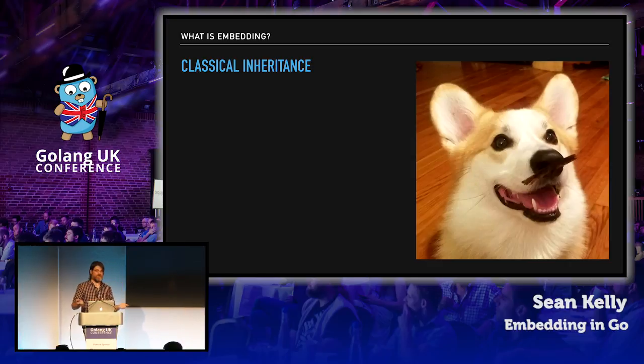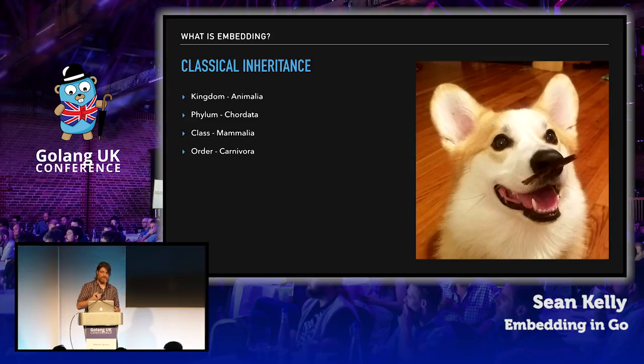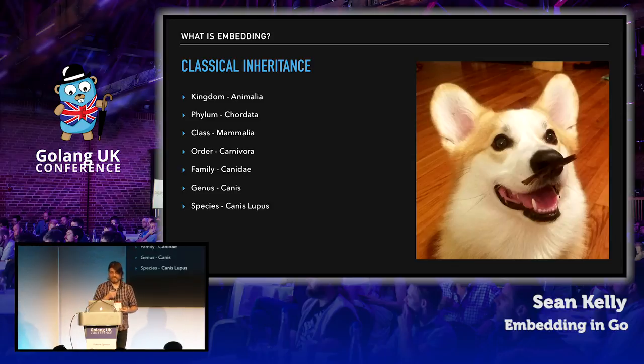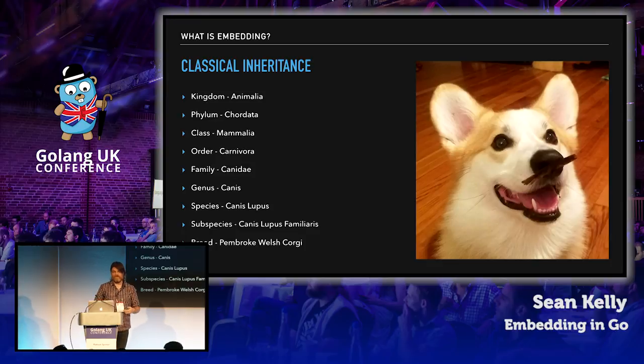So if we were to describe a dog, let's say like a beautiful corgi like this, via classical inheritance, you might do it by describing the taxonomy of the dog. It is in the kingdom of Animalia, it is in the phylum of Chordata, it is in the class of Mammalia, Carnivora, Canidae, Canis, Canis lupus, Canis lupus familiaris. If anybody has written Java, this might start to seem familiar. And then finally, you get to breed. And so finally at breed, after these seven or eight different things that we just walked through, we finally get to describe what is a corgi by all of the taxonomical things that came before it. And that's fine. That's a perfectly valid way to describe the dog.